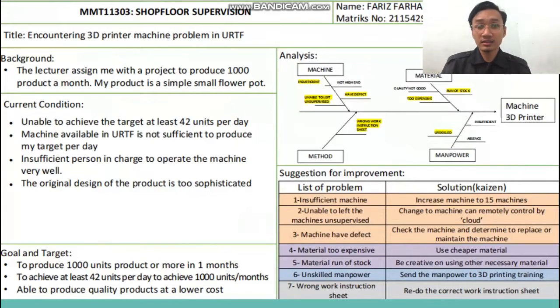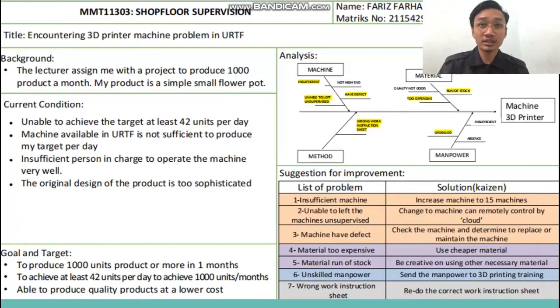The title is I encountering 3D printer machine problem in URTF. The background of my project is my lecturer assigned me to produce 1,000 product unit per month. My project is a flower pot.